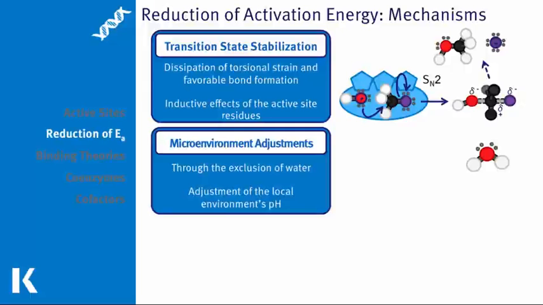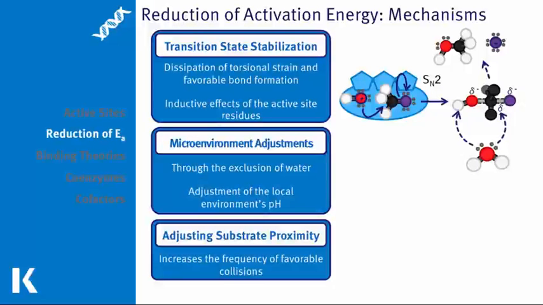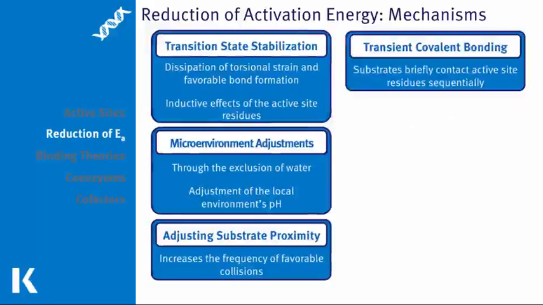The second is through adjusting the microenvironment to make it more favorable chemically, for example by adjusting the pH or keeping water away from the molecule, so water's negative oxygen molecules can't mess with the bonding that should happen for the reaction to be complete. By excluding water from the microenvironment, it stops the extremely polar water molecules from interfering with the forward reaction. The third method of reducing activation energy is to adjust substrate proximity to make sure more of the necessary reactants get close enough to each other.